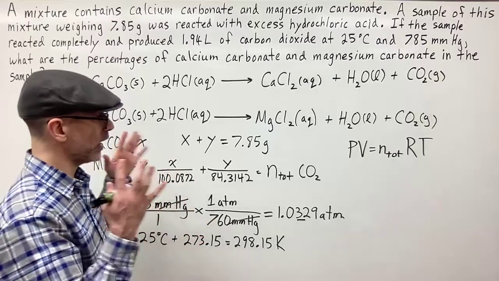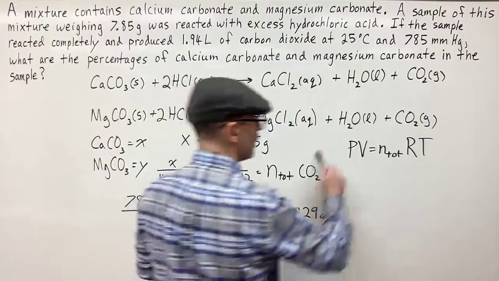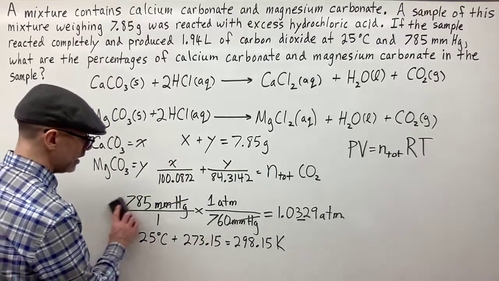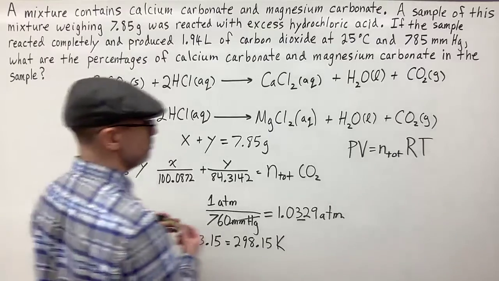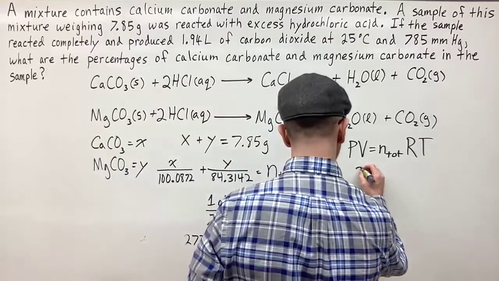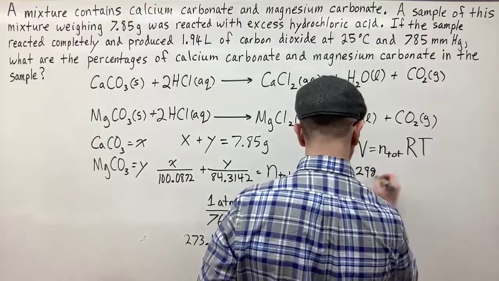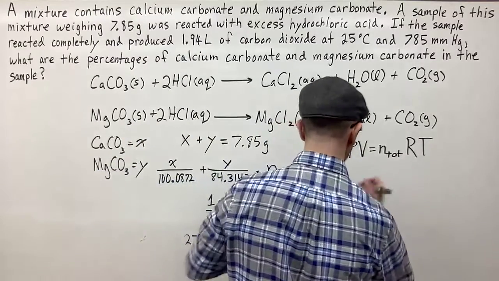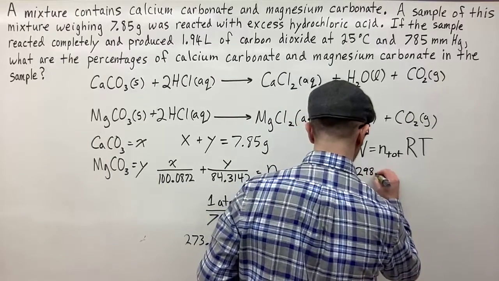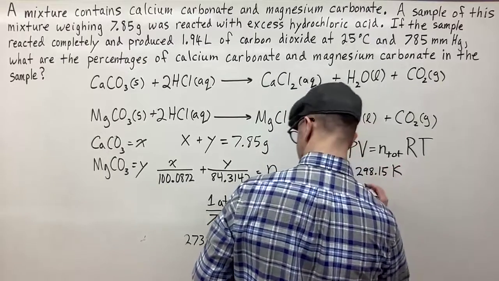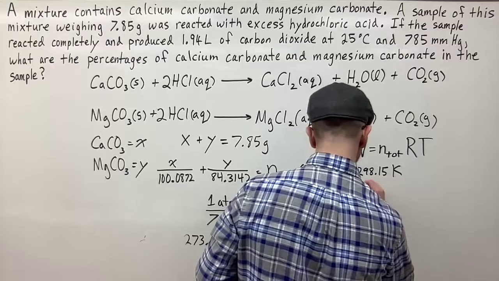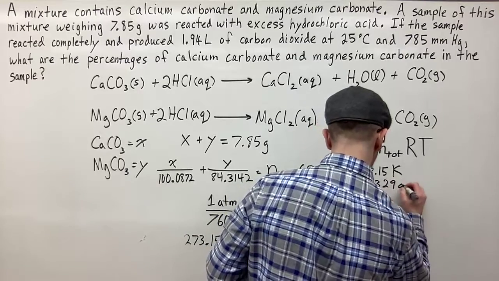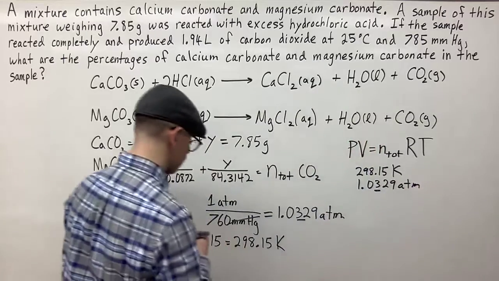So now we can go ahead and plug everything into our equation here. So again, I'm going to erase this. Let me write this up here. So 298.15 Kelvin and 1.0329 atmospheres. Okay.